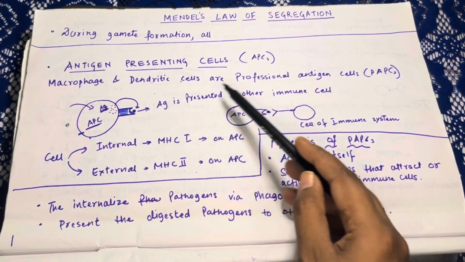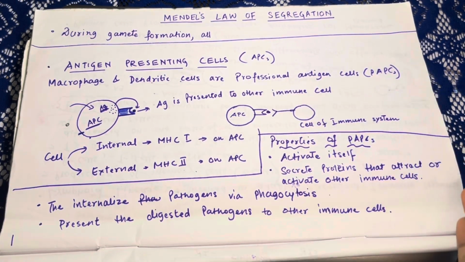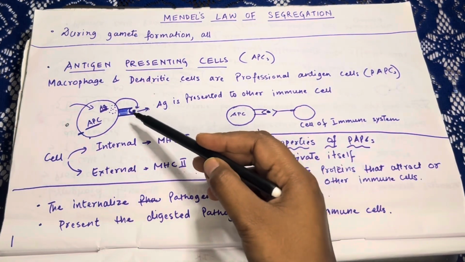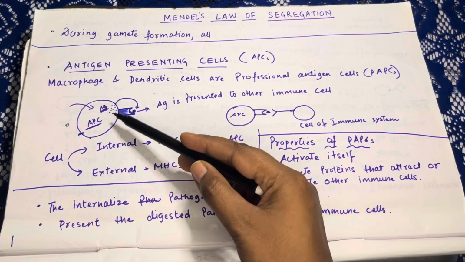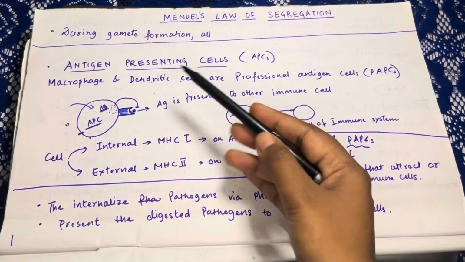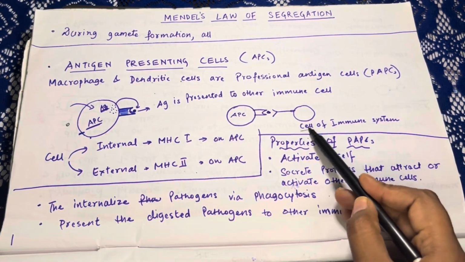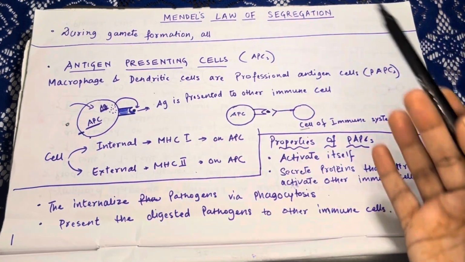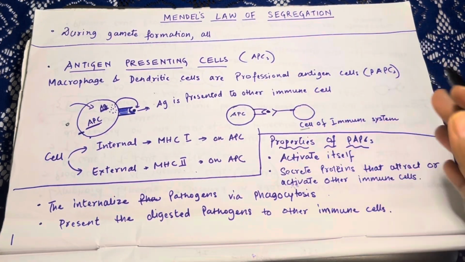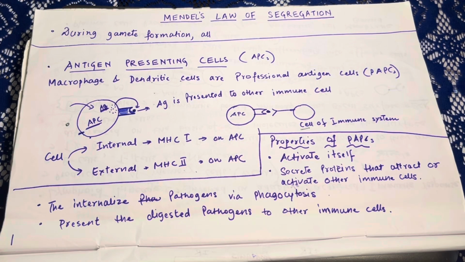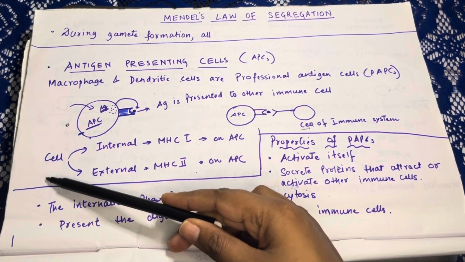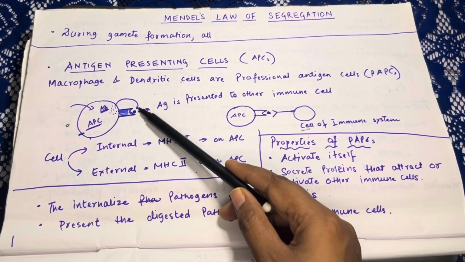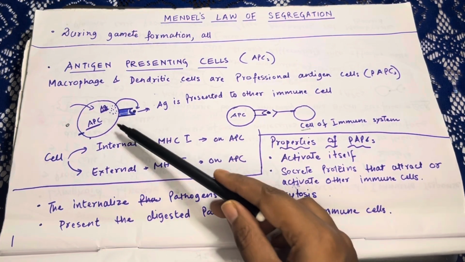This antigen is presented to some immune cell. That means to whom is it presented by the APC, antigen presenting cells? To cells of the lymphoid system, that means maybe B cell or T cell. And what will it do? It will then destroy the antigen. Now this antigen presenting cell presents the antigen on a surface, which is the MHC.